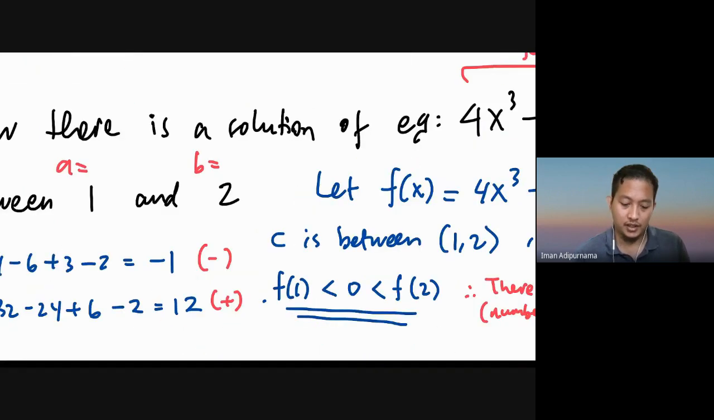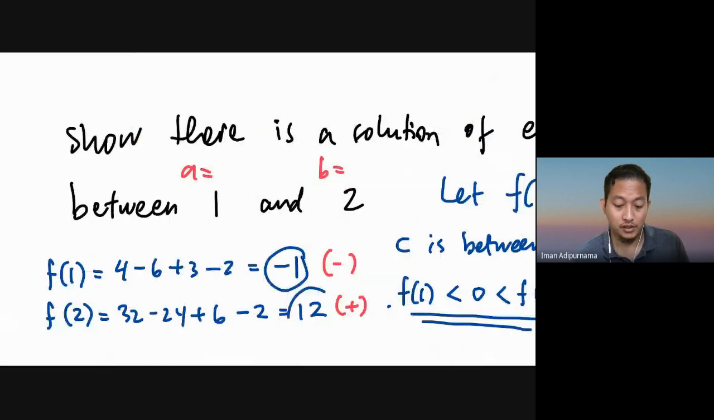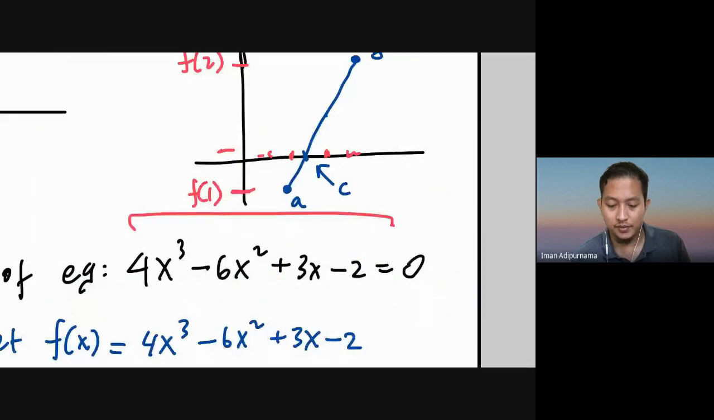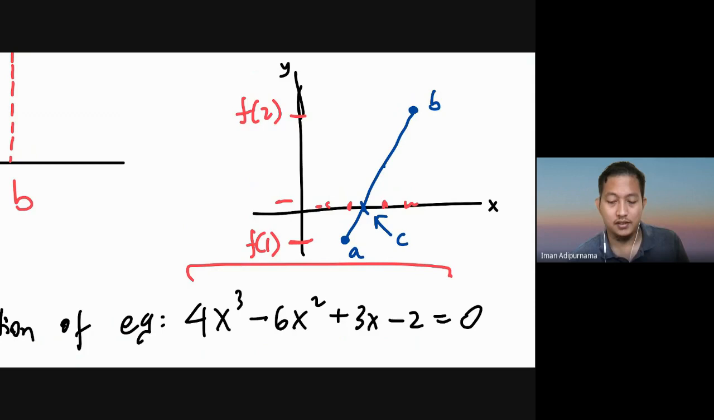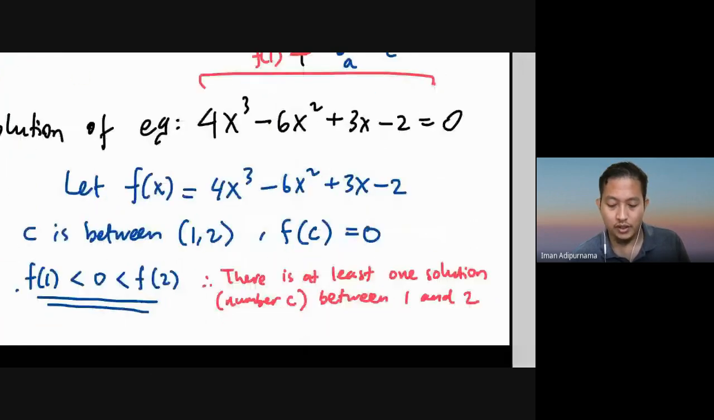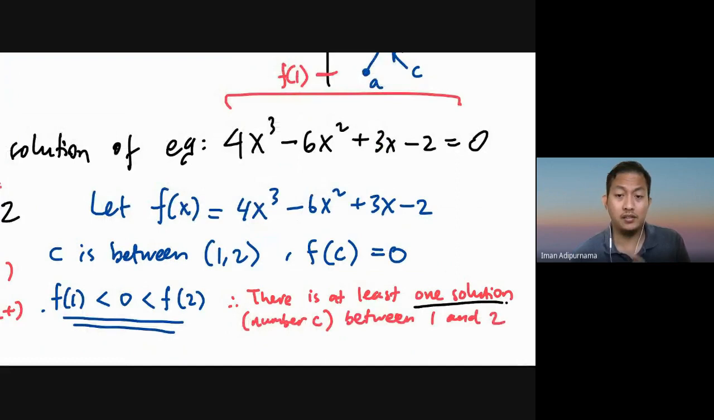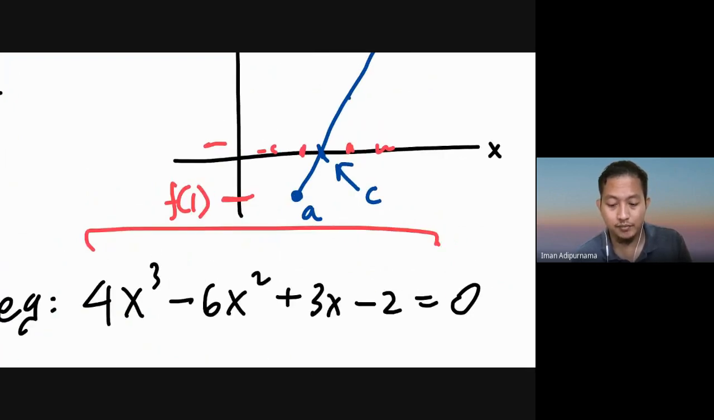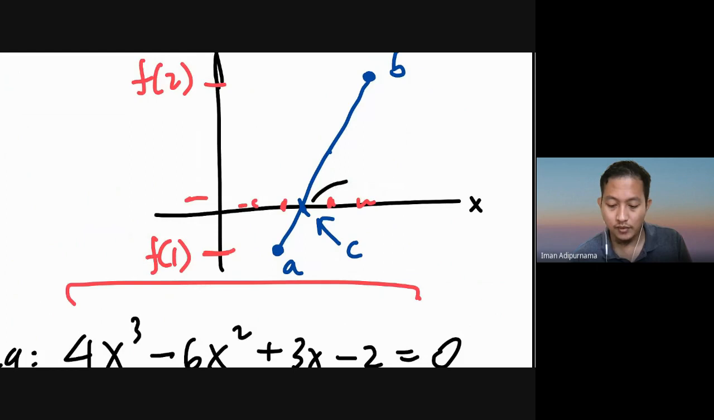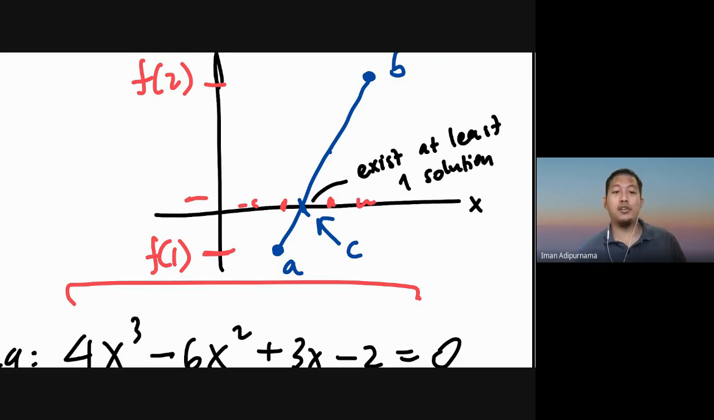Okay, so from here, when you get this is negative and this is positive, you already get the proof that it should be crossing this x-axis. And then you got the proof that you have at least one solution. The solution itself, we're not really sure what number, but we know that there exists at least one solution here. Okay, that's how you visualize.